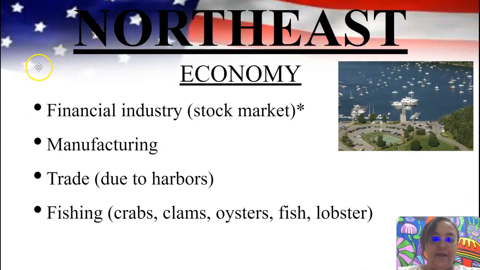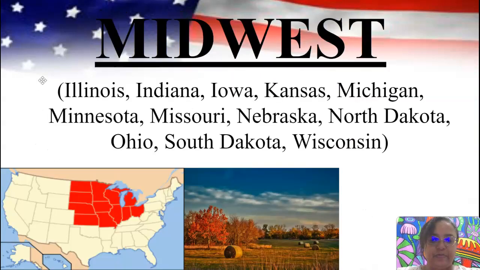Northeast economy: financial industry, the stock market, manufacturing, trade due to the harbors, and they had fishing: crabs, clams, oysters, fish, and lobster. The Midwest is made up of Illinois, Indiana, Iowa, Kansas, Michigan, Minnesota, Missouri, Nebraska, North Dakota, Ohio, South Dakota, and Wisconsin.